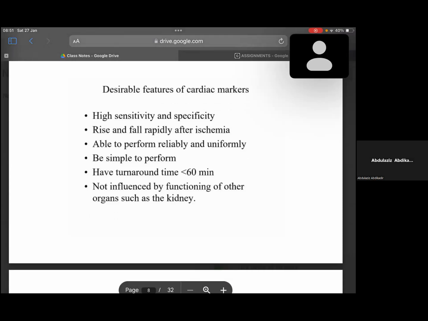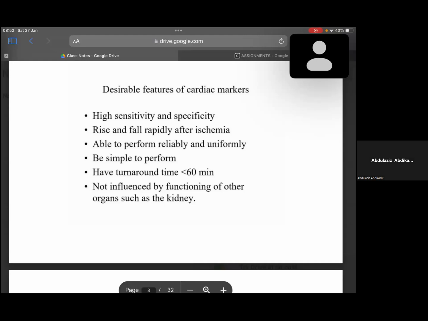Rise and fall rapidly after ischemia. Yes, imagine a patient who gets an ischemia just close to the hospital and the cardiac biomarker starts to rise after 4 hours. If you take the panel for the cardiac biomarkers, negative. And that patient has undergone the cardiac event, but it's just that the biomarker has not yet peaked. So you understand what it means by rise and fall rapidly.